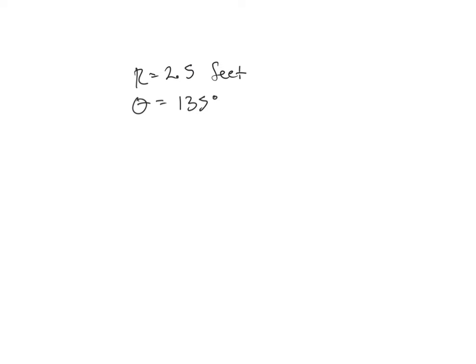So if I were to draw a picture really quickly, it kind of looks like this. It's a wider circle. This is 2.5. This is 135 degrees, and they want us to find all the area inside this, I like to call it the slice of pie right there. So this slice of pie.